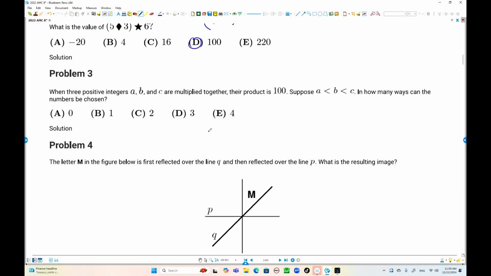So the product of A, B, C equals 100. So A times B times C must be equal to 100. But C is the greatest one, okay? A is the smallest number. So in how many ways can the numbers be chosen? Anyway, the product of these three numbers, 100, means what? A, B, C, they are all factors of 100. So what are the factors of 100? It can be 100, 50, the next one is 25. What is the next one? 20, right? And 10 and 5, 1. They are all factors of 100.